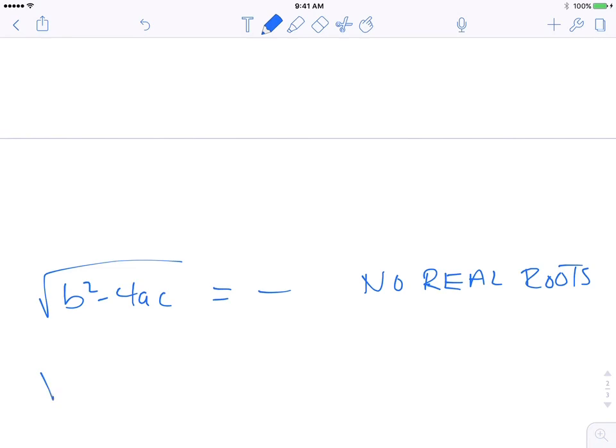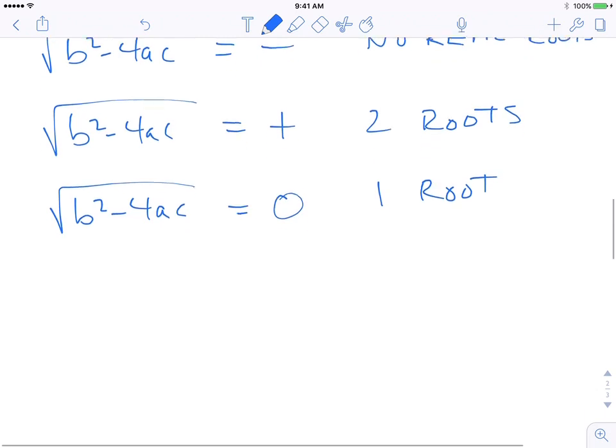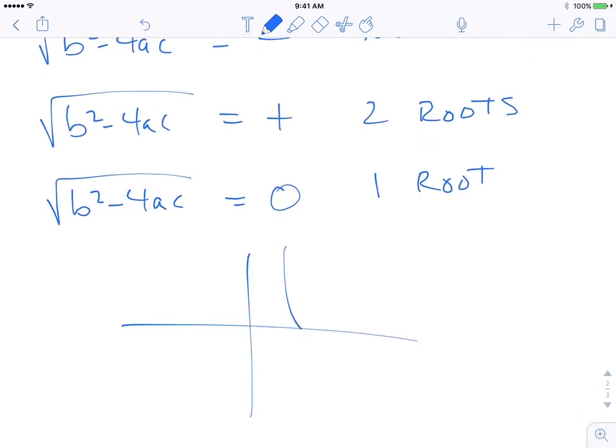If the discriminant, and you might want to write this down as a little cheat sheet, is equal to a positive, then we say it has 2 roots. And if the discriminant ends up equaling 0, the square root of 0, then we say it has 1 root. And what that looks like, 1 root would look something like this, right? And 2 roots, of course, would look something like that. No roots would look something like this, where it doesn't cross the x-axis, so there are no roots.